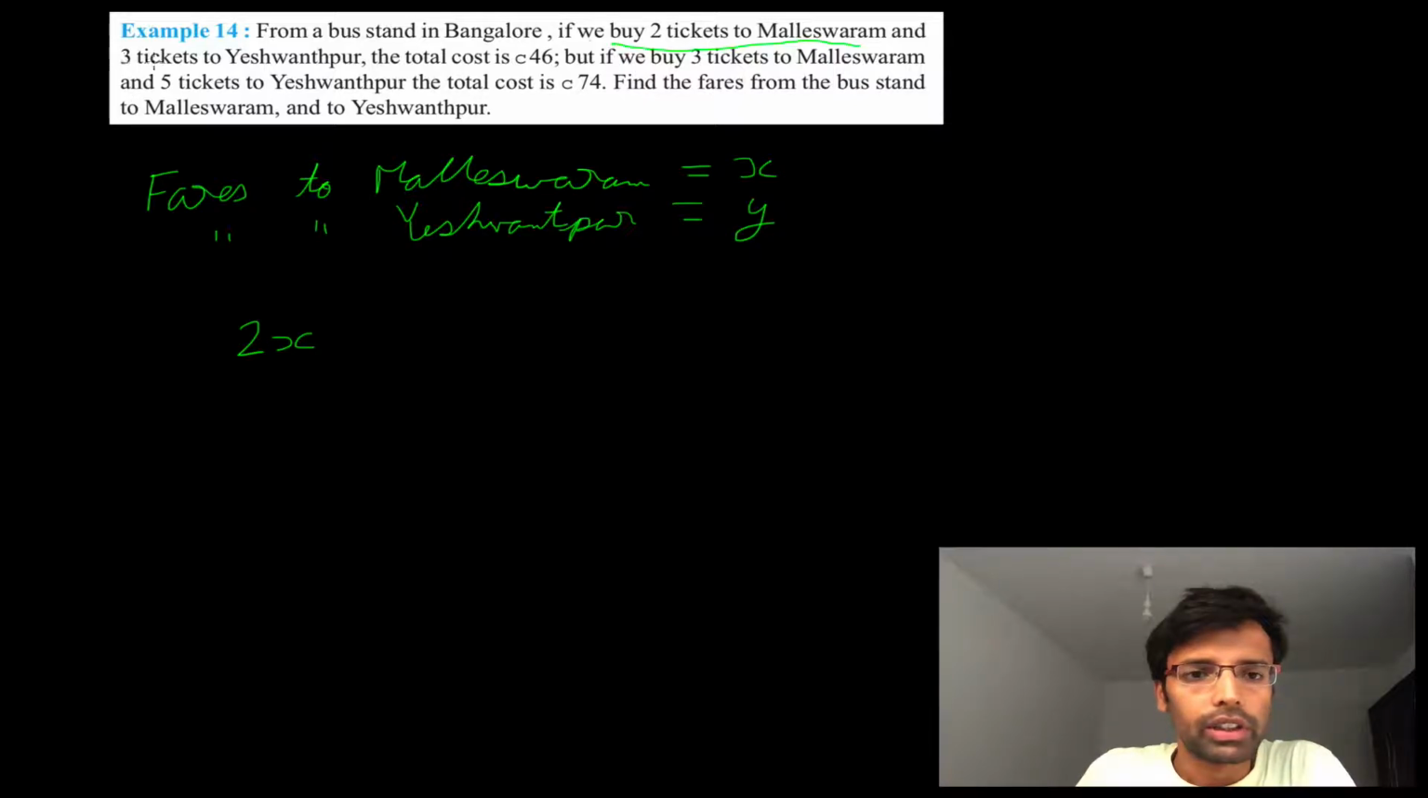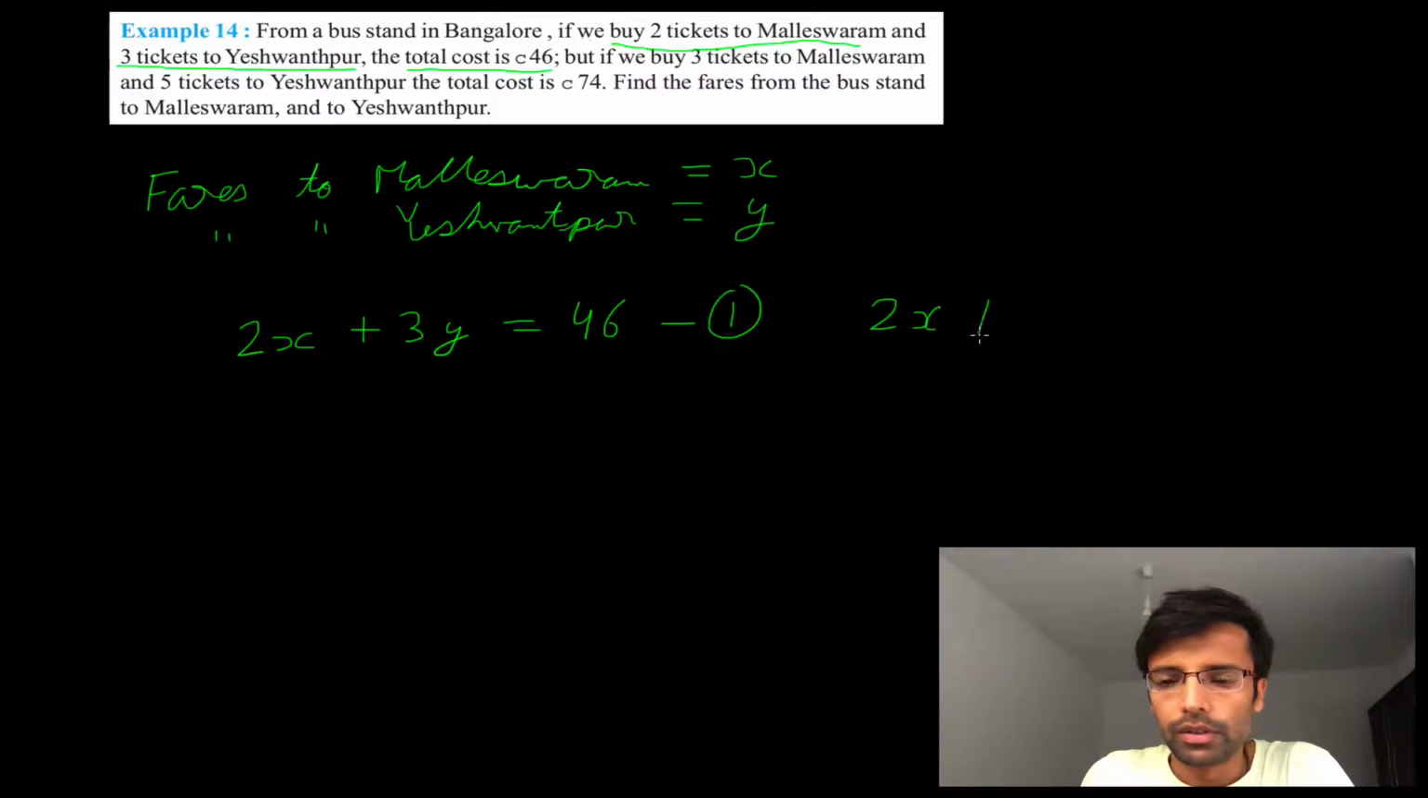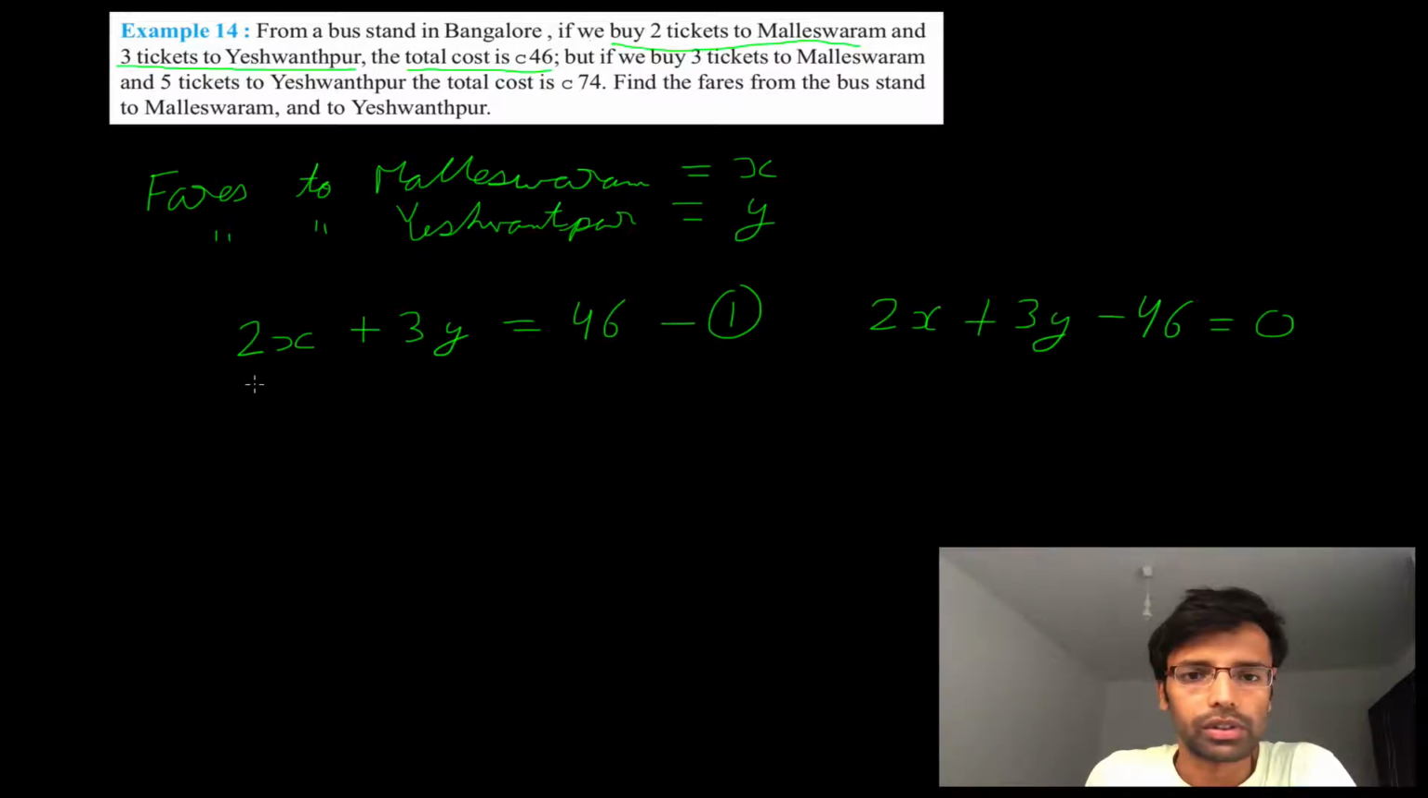And 3 tickets to Yeshwanthpur. So 1 ticket to Yeshwanthpur is Y, so 3 tickets to Yeshwanthpur will be 3Y. And together these, the total cost is 46. So this is our equation 1, or in standard form it will be 2x plus 3y minus 46 equal to 0.